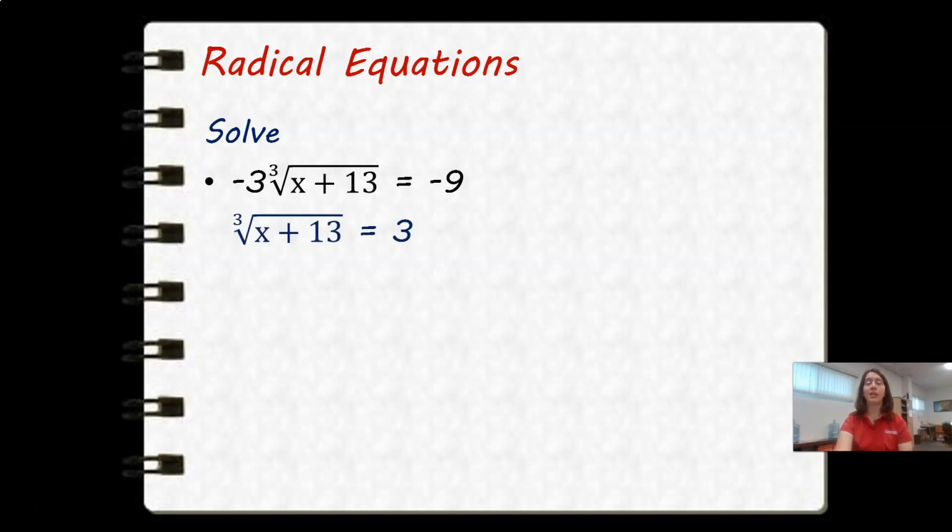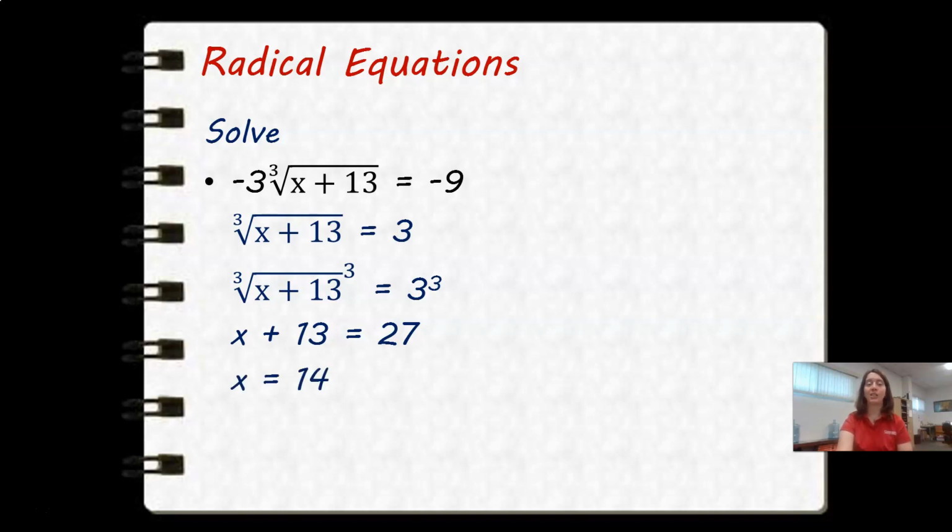So now I have the cube root of x plus 13 is equal to 3, for negative 9 divided by negative 3. We're trying to remove the radical symbol. To remove a cube root, we're going to have to cube. When we cube both sides of our question, we have x plus 13 is equal to 27. So 3 times 3 times 3 on the right-hand side of the question. Finish getting x by itself, so subtract 13, and that gives me that x is equal to 14.